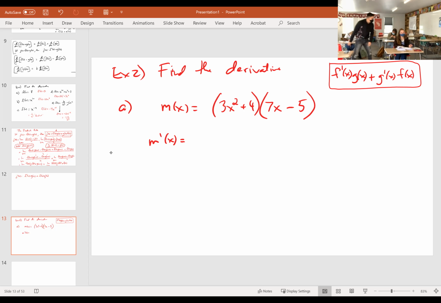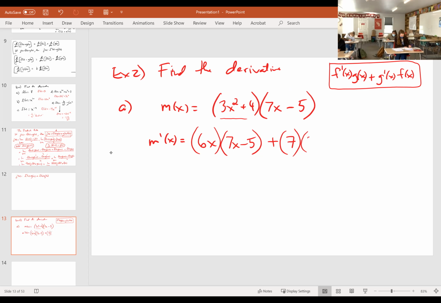So the derivative of the first, this little piece here, 6x, are we good? And I probably did the wrong arithmetic. Multiply it times the second function, plus the derivative of the second function. So the derivative of 7x minus 5 would just be 7, and multiplied by the first function itself, so 3x squared plus 4. Are we good?